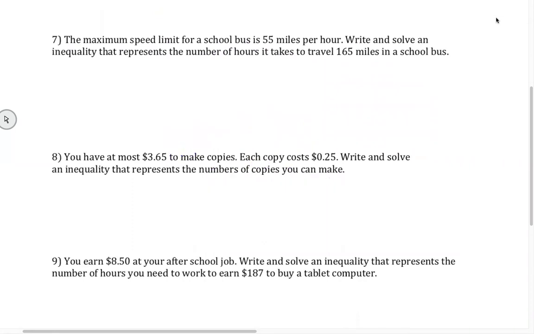All right, number 7, the maximum speed limit for a school bus is 55 miles per hour. It means we can't go over it. We can drive 55, but we can't drive over that speed limit. So now it says, write and solve an inequality that represents the number of hours it takes to travel 165 miles in a school bus. And this one's tricky, okay? It doesn't seem like it's tricky, because most people will set it up this way: your speed has to be less than or equal to 55 miles per hour, mph. But we need to go 165 miles.